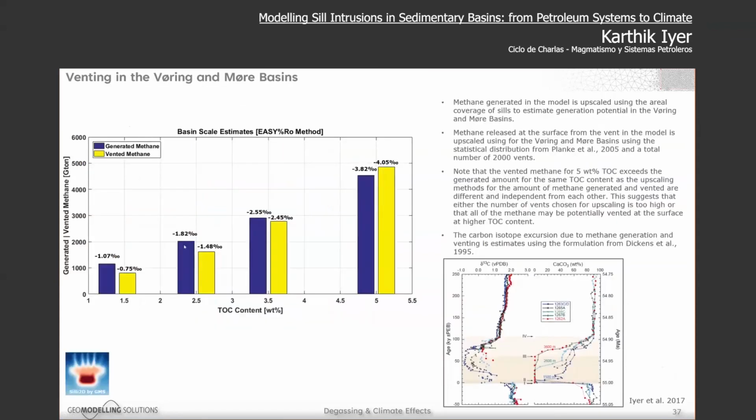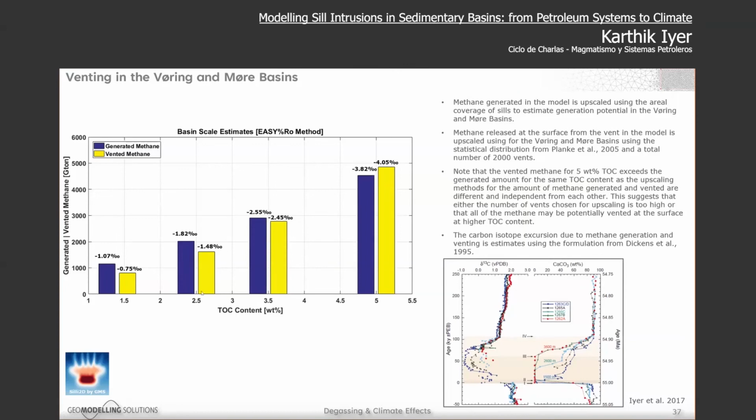And this is what that actually looks like. If you take the TOC content going from 1 to 5, this is what the carbon excursions would look like. The blue is for generated methane, so the total amount of methane generated, and the yellow is for the amount that actually comes out. You'll notice that this one is higher than the generated, which is physically impossible. That's simply because the number we chose, or the number that was predicted for the Vøring and Møre Basin, the number of vents, probably does not correspond to this.